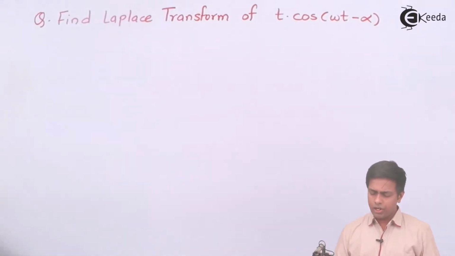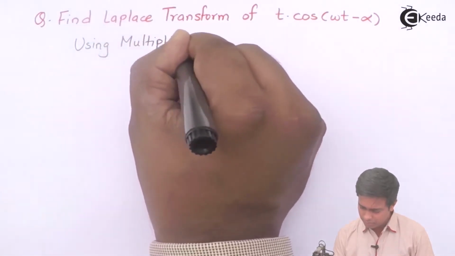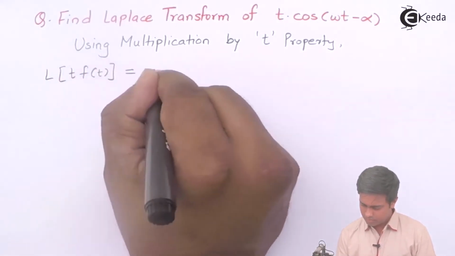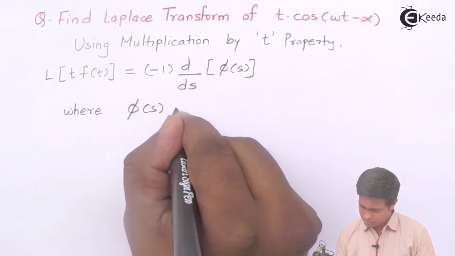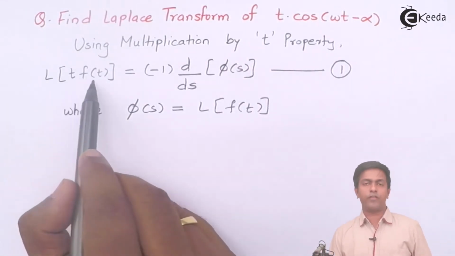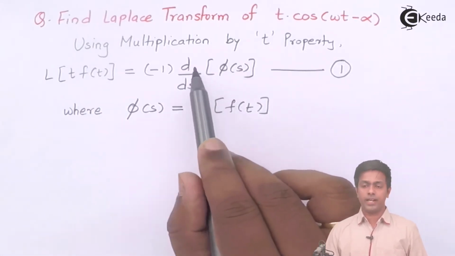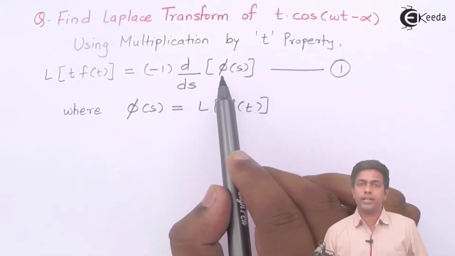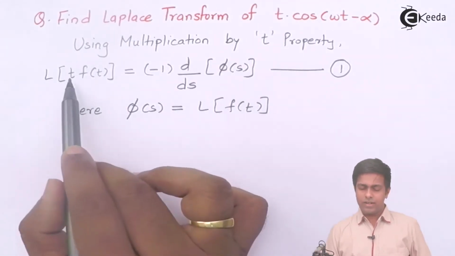So guys, let's start with the property of multiplication by t, and then let's see how we get the answer. So here I'll say using multiplication by t property, t into f of t must be the form, and the Laplace of this function is given by -1 into d by ds of phi of s, and for that we have to get the value of phi of s, because we have to find its derivative with respect to s, and we get that phi of s by finding the Laplace of function of t.